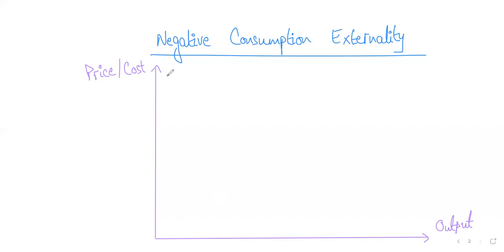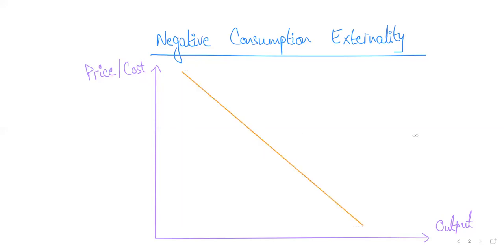Sir, the marginal private cost. Very good. Yeah, that's correct. Marginal private cost and marginal private benefit. Excellent, Preet. Thank you.